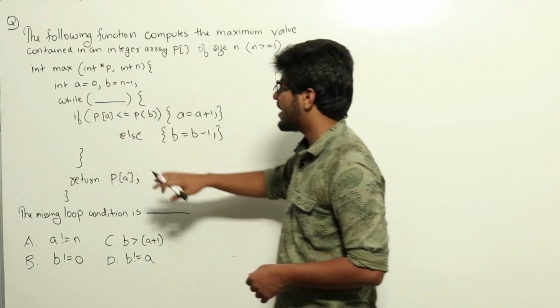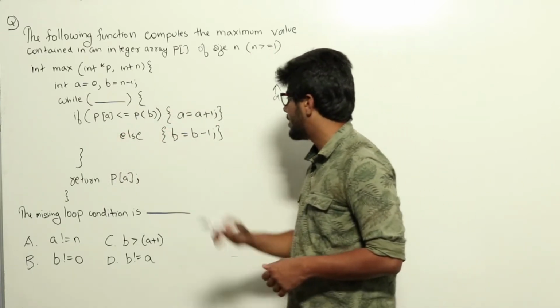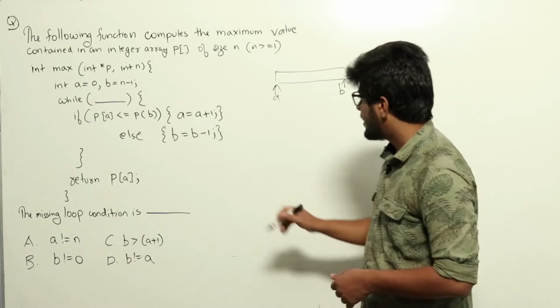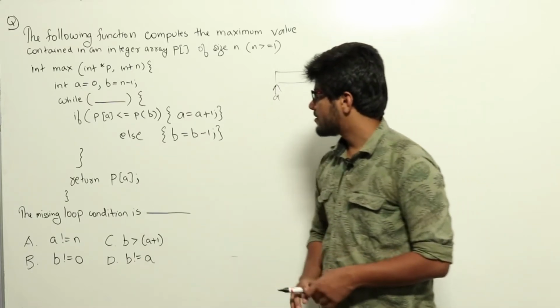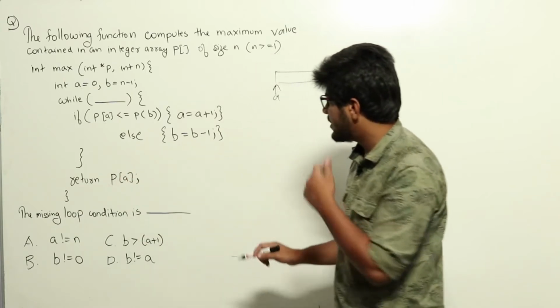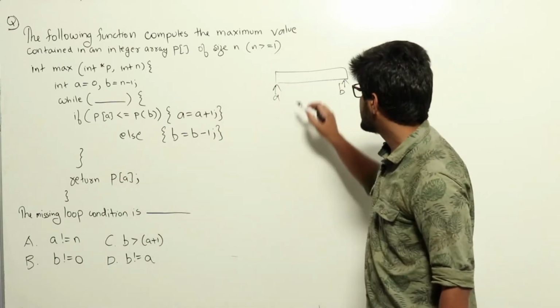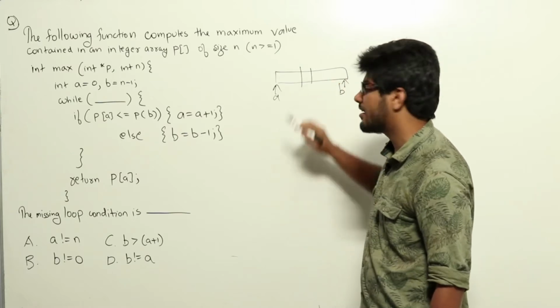Inside that, if p of a is less than or equal to p of b, a is a plus 1, else b is b minus 1. And at the end we are returning p of a, meaning the maximum value should be p of a. So we need to find out the index a which will give the maximum value in the array p. So let's assume p of a is somewhere here.